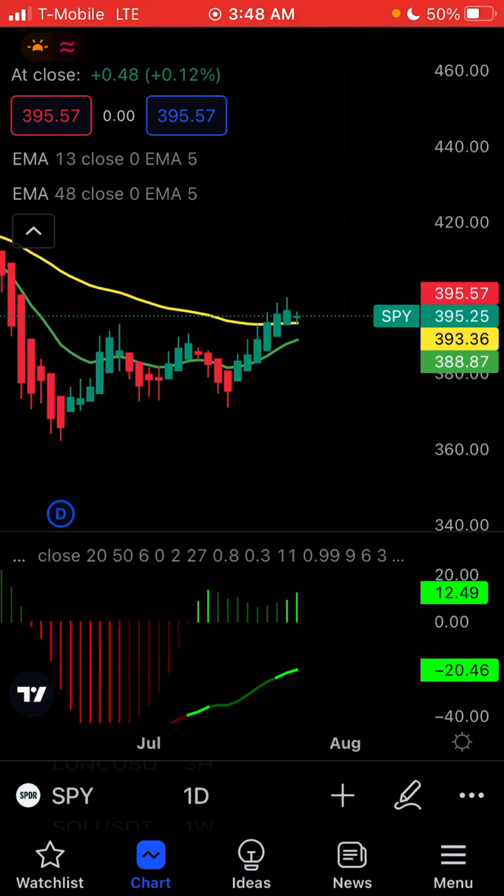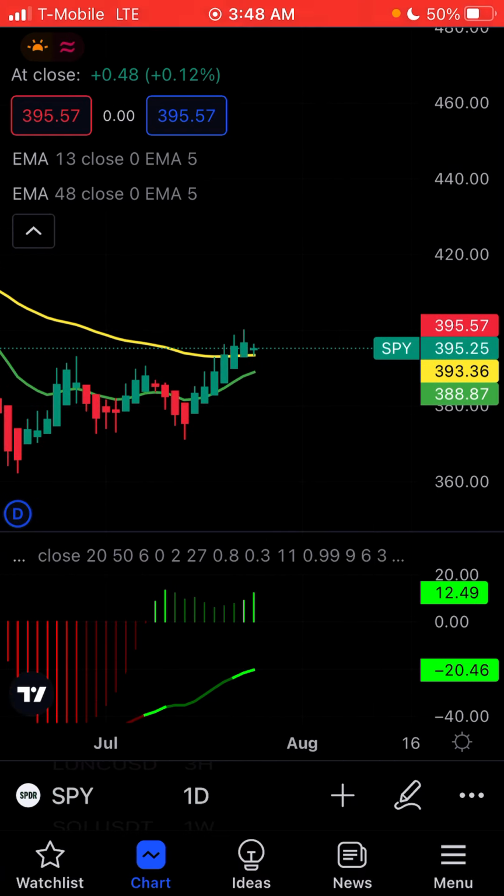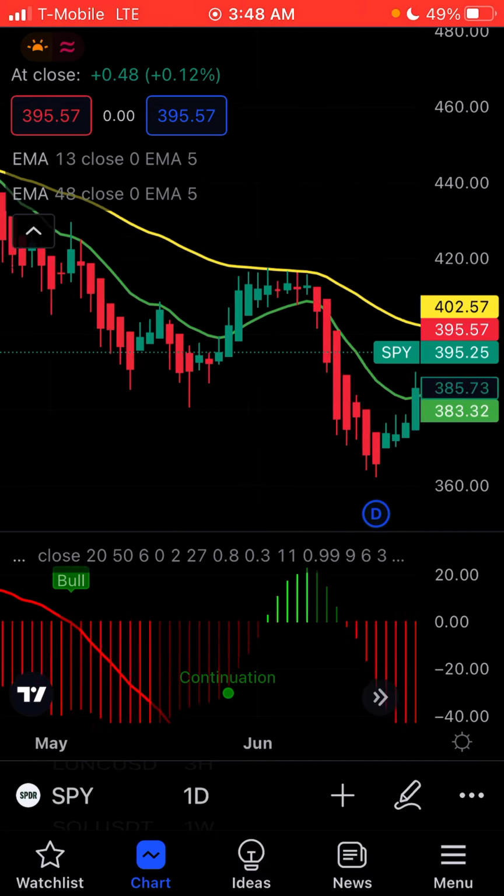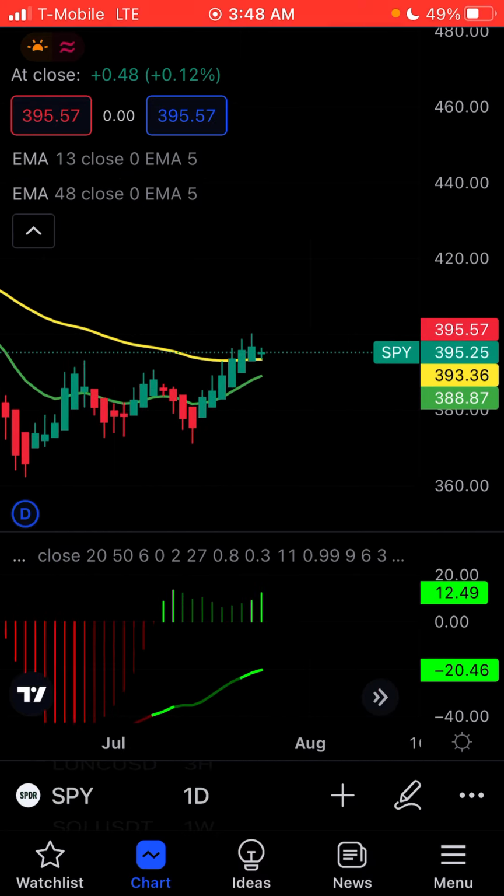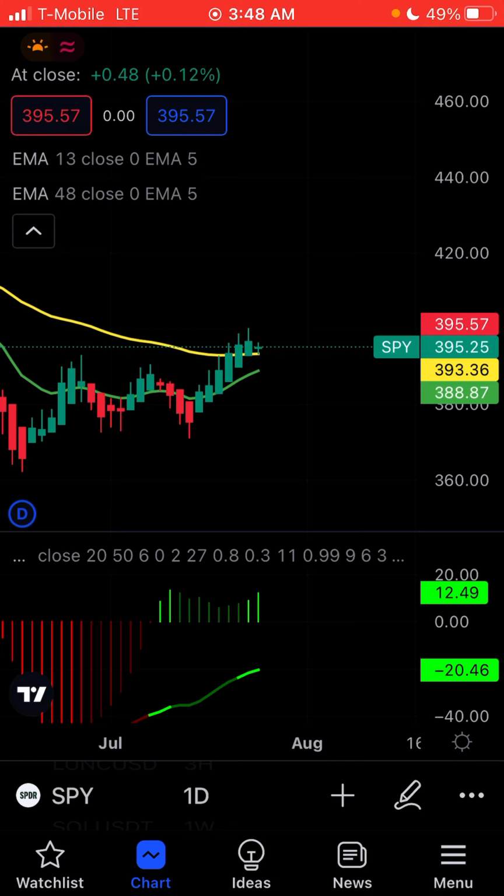And now the EMAs are going to touch again. So it's doing the same thing it did over here, but this was a downtrend. And this, to me, is looking like an uptrend. Once the EMAs start kissing each other, it's going to go up. It's on an uptrend for me.